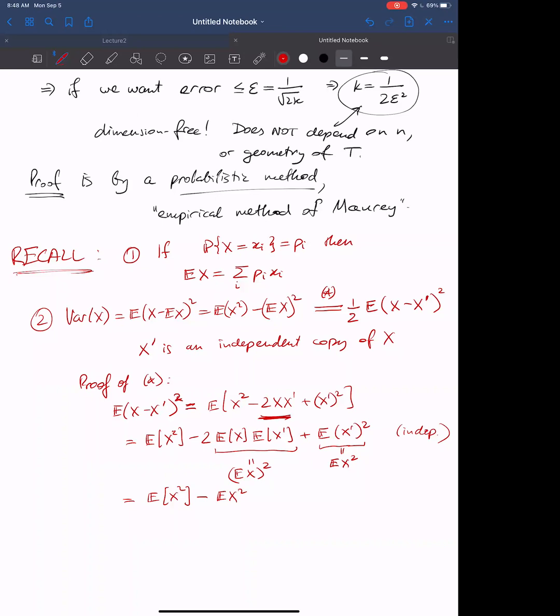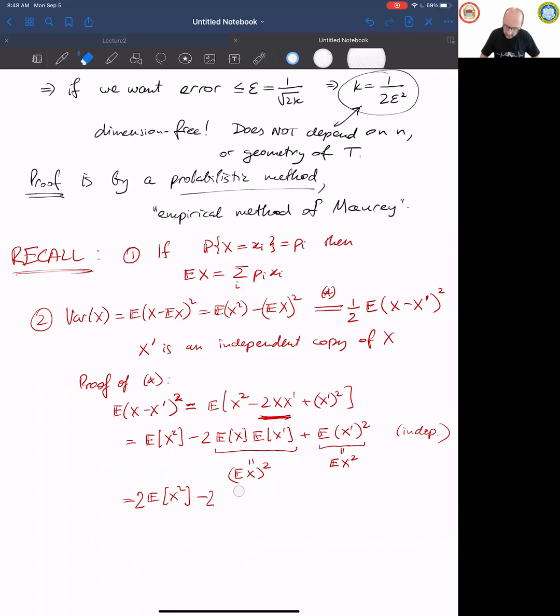You forgot to put one two there. Oh, yeah, this is true. So yeah, we collect the similar terms. There are two of these and two of this. Two of x squared, and this is twice the variance of x because of this definition.